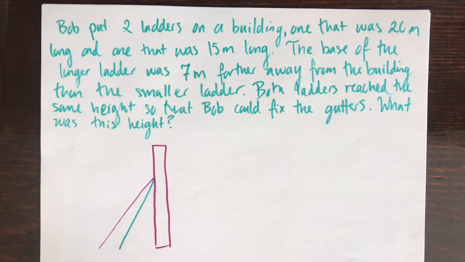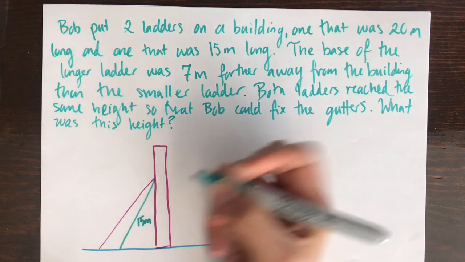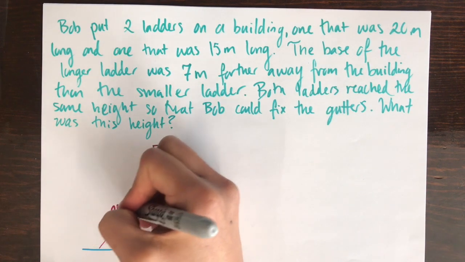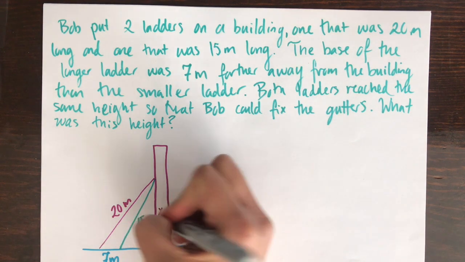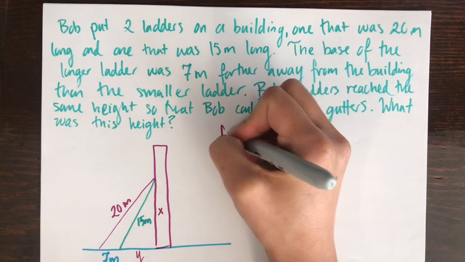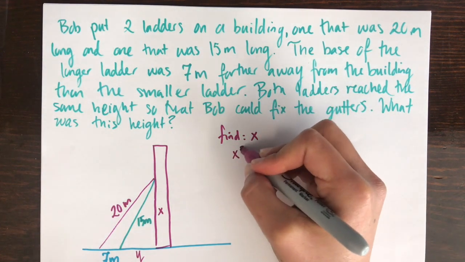So I'm going to draw these 2 ladders, the purple one and the green one, and they're reaching the same height, right? And I also know that one of them is 15, that's the shorter one, and I'm going to label that on the green one, and then I also know that the longer one is 20 meters. I also know that the 20 meter one is 7 meters farther away from the base of the building, so I'm going to label that as well. So I need to mark out some unknowns. There's an unknown x and then there's an unknown y, but really I only want to find x. So I'm looking for x and I want to solve multiple equations.